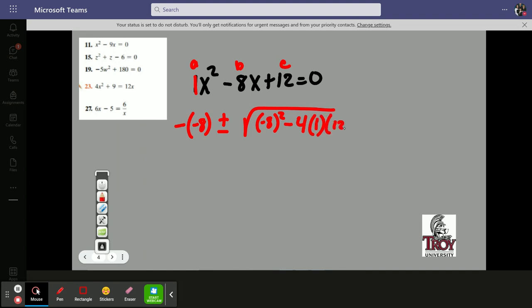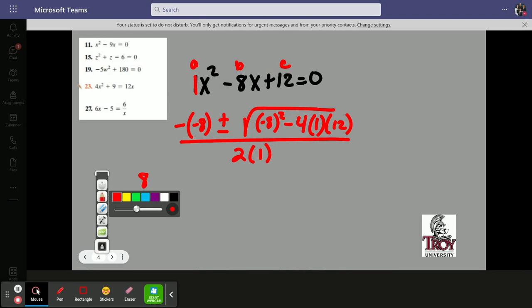Alright, I'm stuck. All right, negative 8 makes a positive 8. Right here, 8 squared, 8 raised to the second power is 64. 4 times 1 times negative 12 makes 48. Okay, so what is 64 plus the 48?